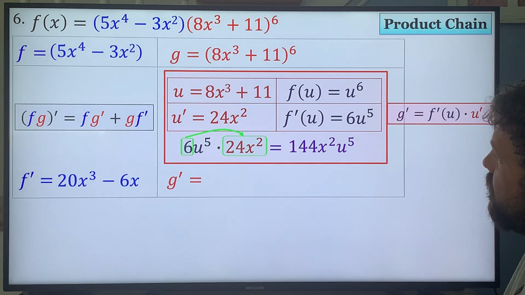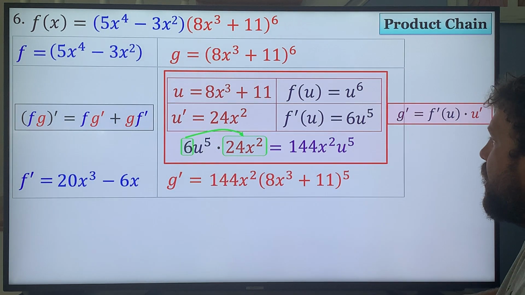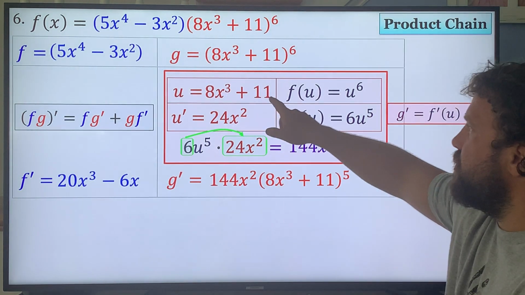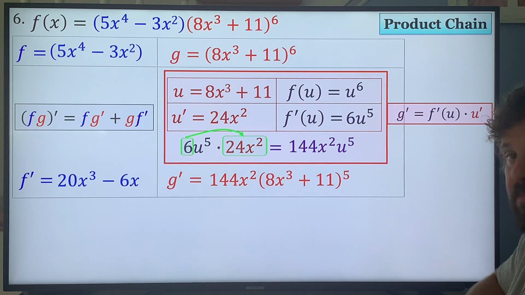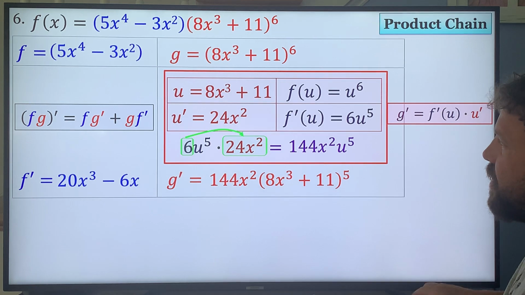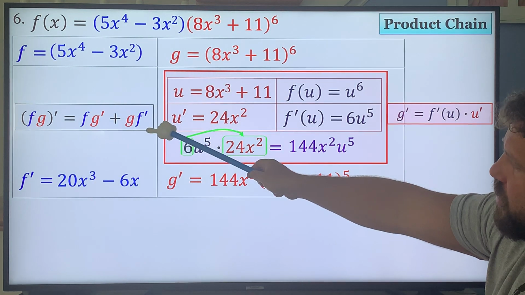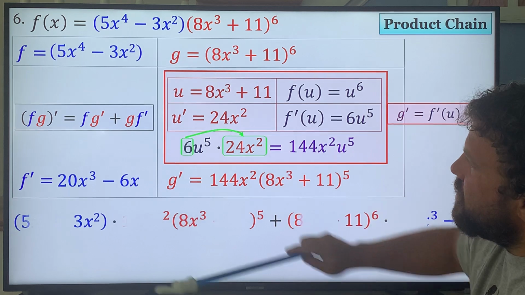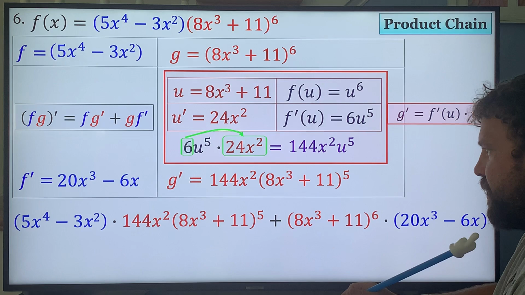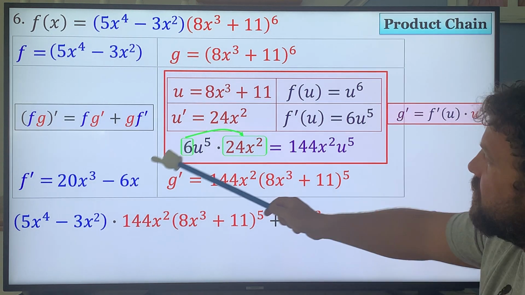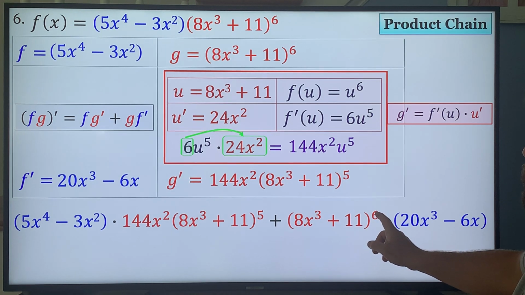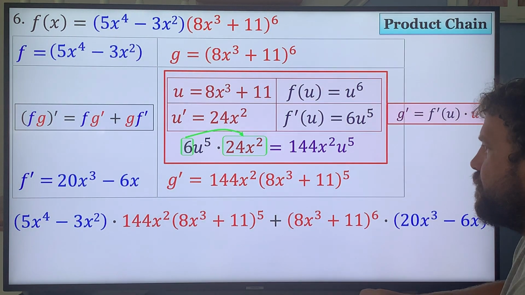Now we're going to take our u right here, and we're going to plug it in for that. And when we do that, we get 144x squared, 8x cubed plus 11 to the fifth power. Right. See, colors make everything a lot easier. Now, formula we use, product rule formula. F times g prime, 5x to the fourth minus 3x squared times 144x squared, 8x cubed plus 11 to the fifth, plus 8x to the third plus 11 to the sixth times f prime.